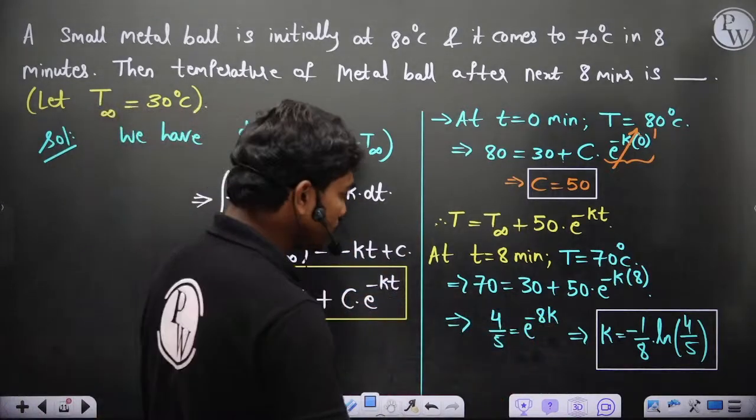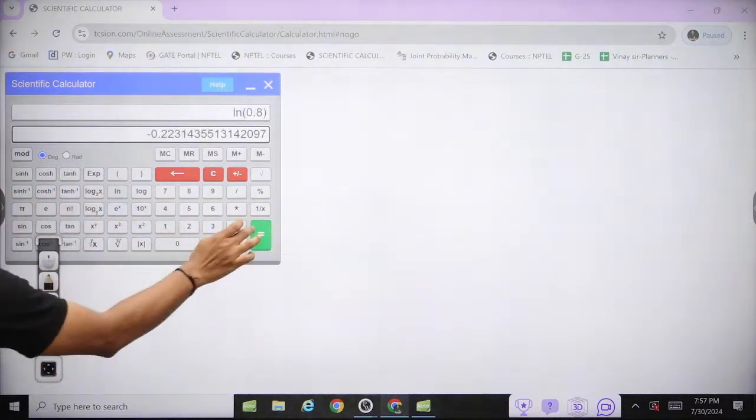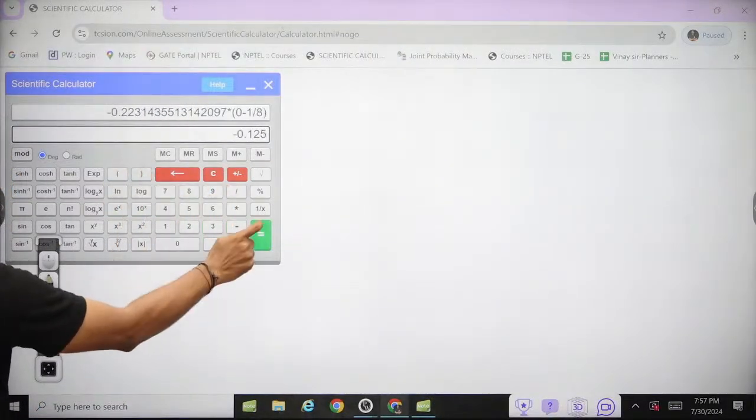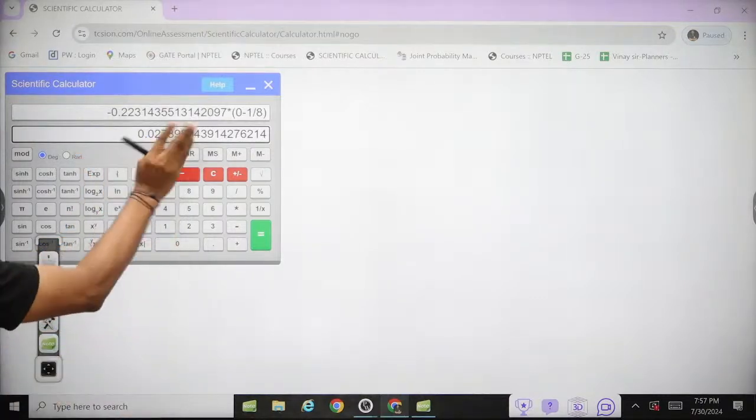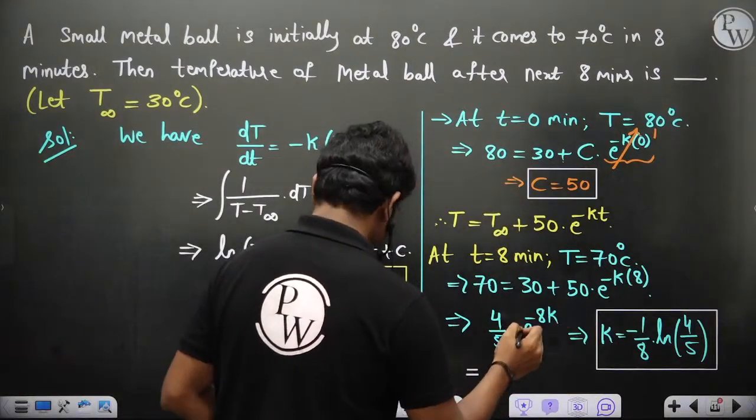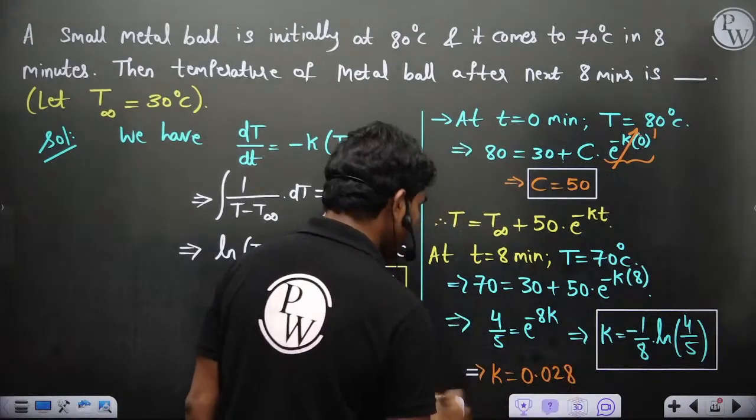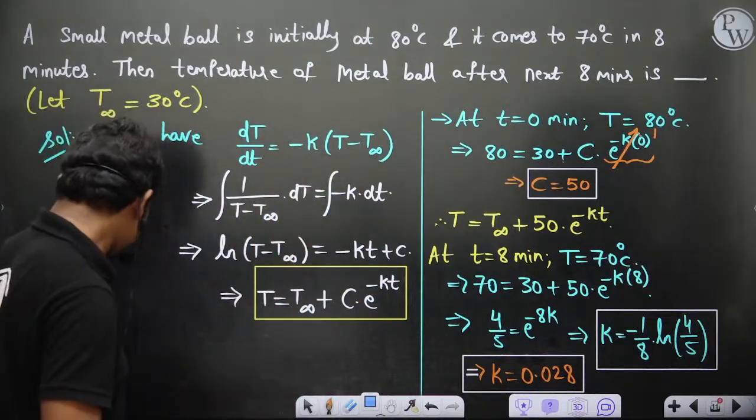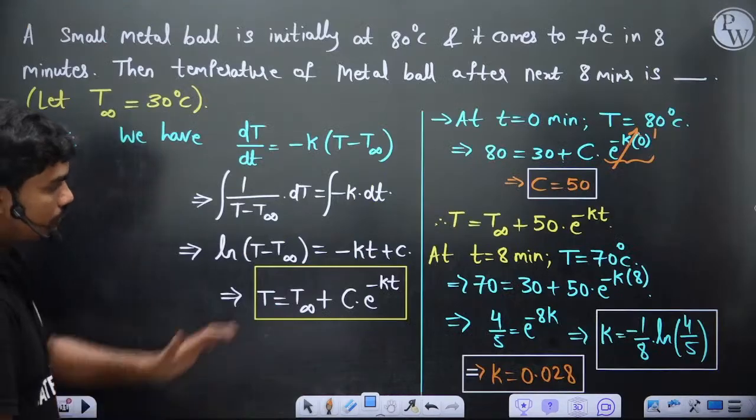Let's compute that value. We know that k is positive or negative. Ln 4 by 5, into minus 1 by 8, is 0.028 actually. So this tells you k equals 0.028. So clearly k became positive, and we anticipated that k becomes positive because we have already taken the minus sign here. That's what I told you in the physics. If this k is positive, then there is a minus sign in this case. That's what we finally figured out.